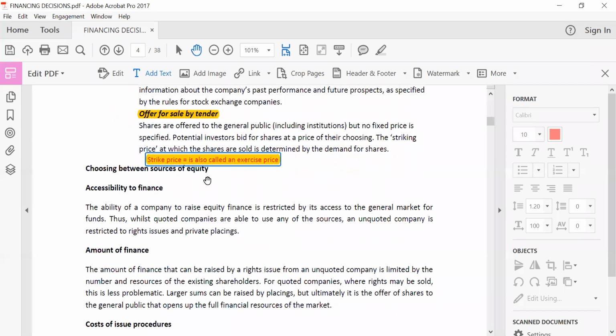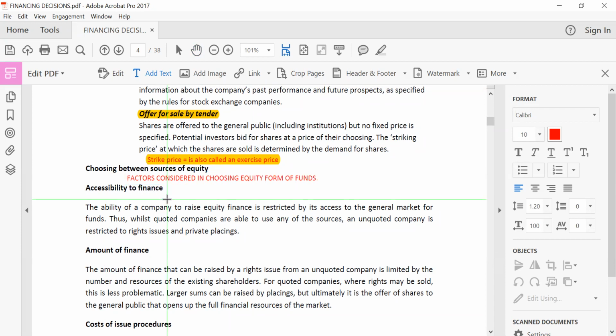Right? Choosing between sources of equity. Some of the conditions that we also consider, right? Factors considered. So let me give it another caption. Factors; this tends to be examinable by the CA examiner. So please be very alert. Factors considered in choosing equity form of funds. What factors do we consider?